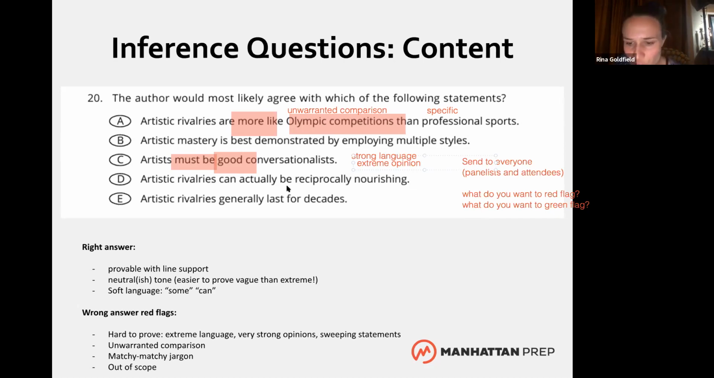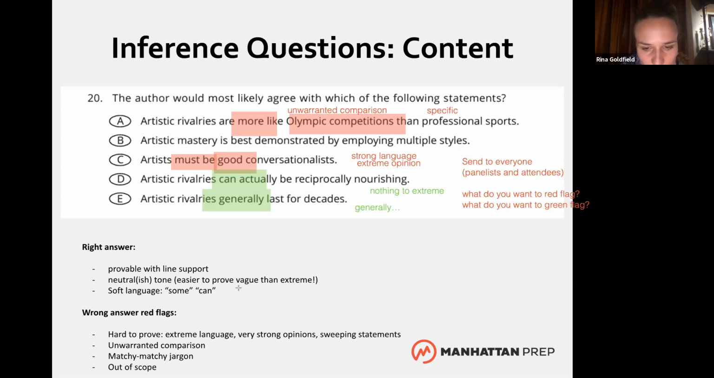Janine, I like what you said about D as a green flag. D green flag because it states can and has no extreme opinion or comparison. So can, you know, and not too extreme. So nothing too extreme here. Someone noted that E was vague, with generally. So generally nice and vague here.